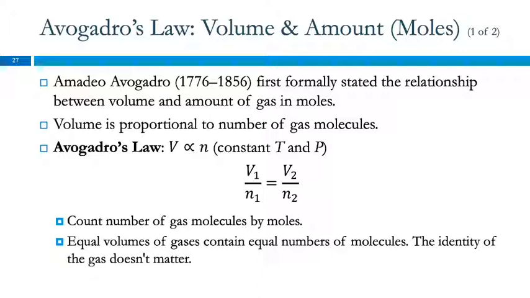So Avogadro's law is often given this way. Looks a lot like Charles' law. V1 over N1 equals V2 over N2. So here we're counting the number of gas molecules using moles. So N is the number of gas molecules in moles. Equal volumes of gases contain equal numbers of molecules. It doesn't matter what the gas is. That's not true of liquids and solids.